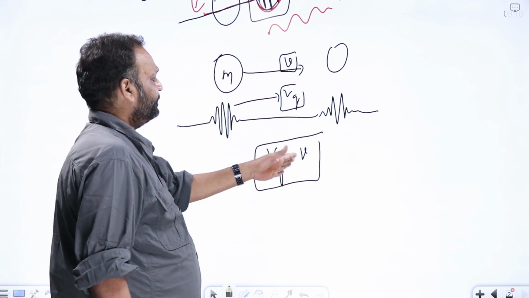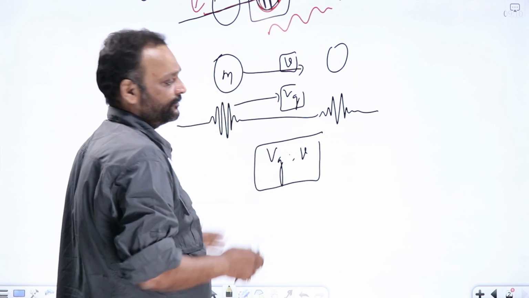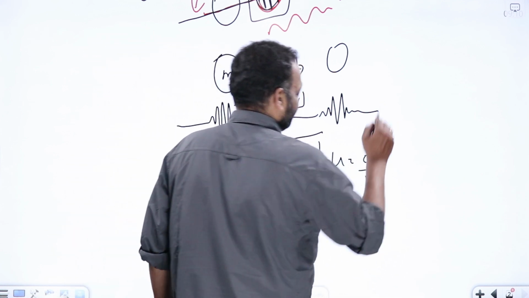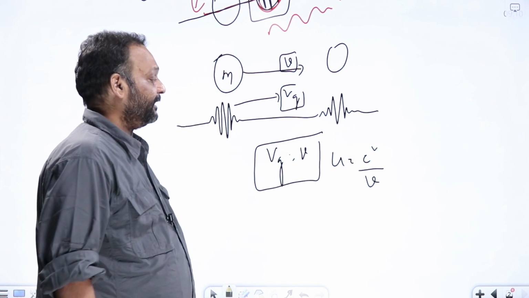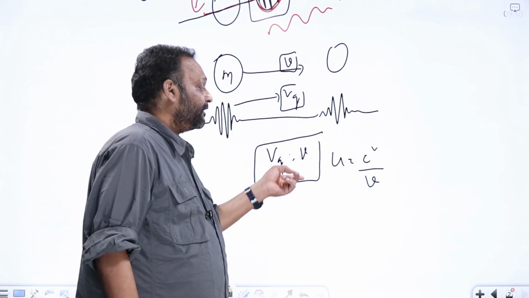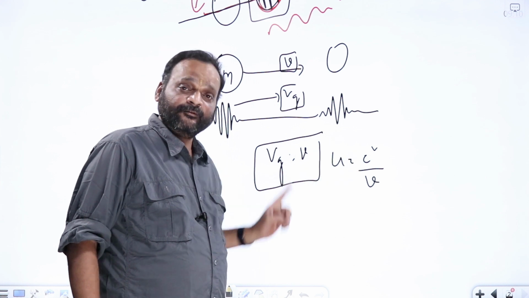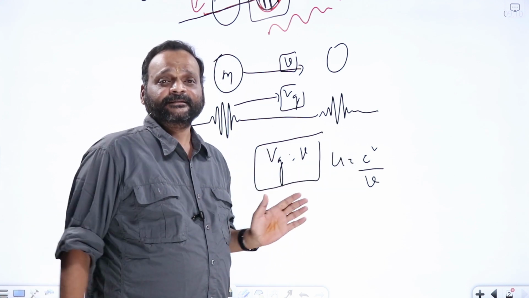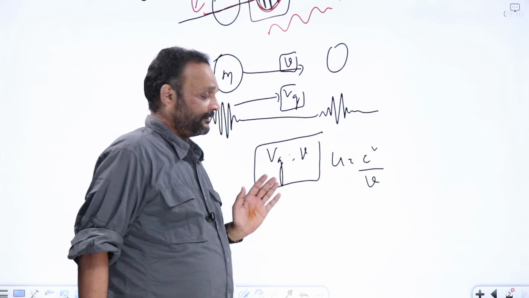Okay, so Vg equal to V, that problem has been solved. So U equal to C square by V is meaningless. Means wave velocity of matter waves is meaningless. What is important for matter waves? Group velocity is only important. That group velocity is always equal to particle velocity. So that problem got solved that way.